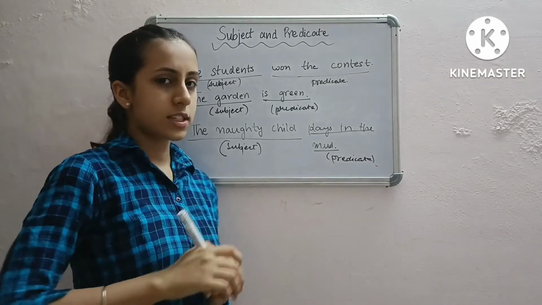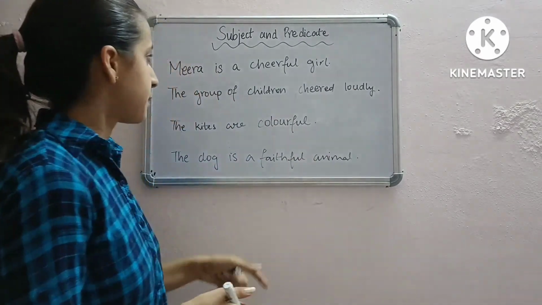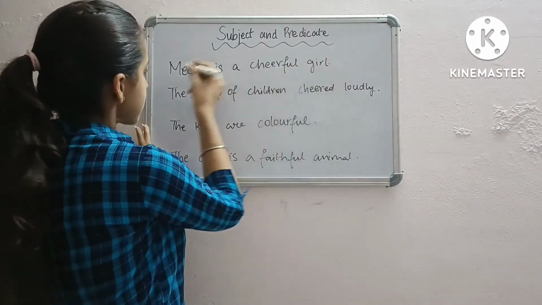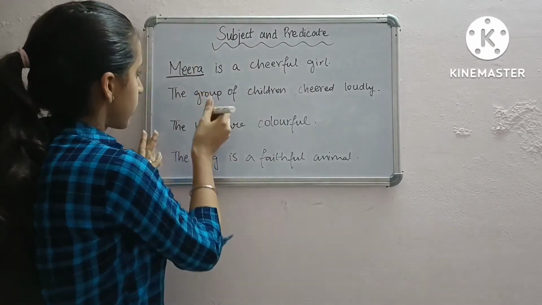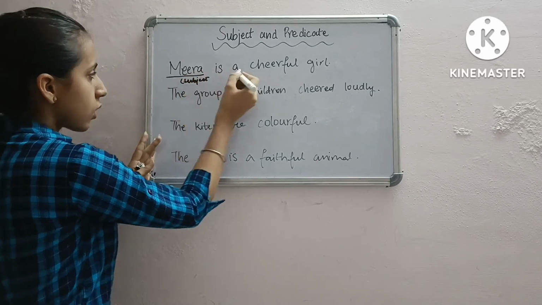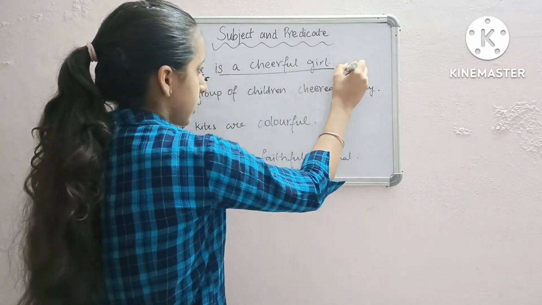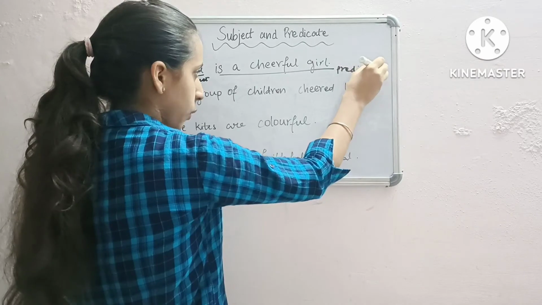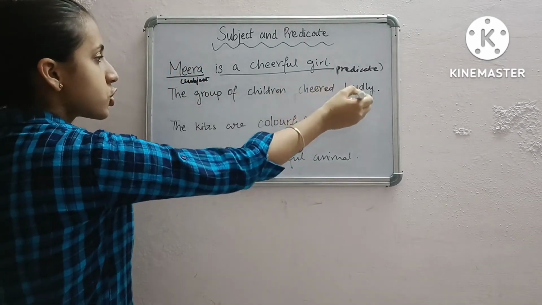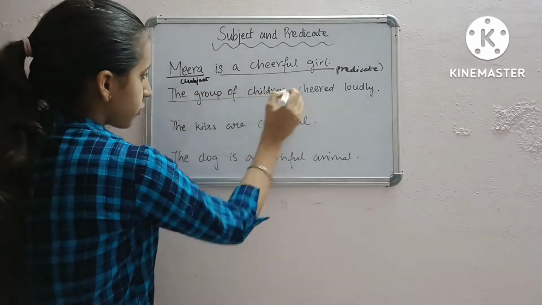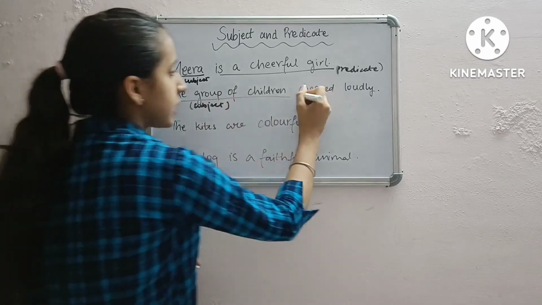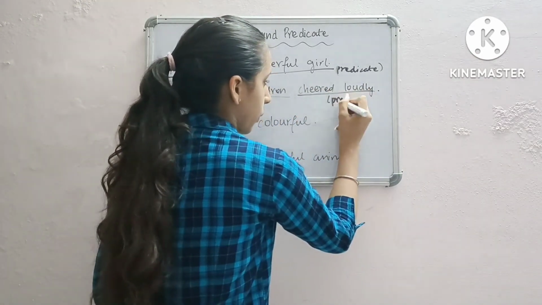Alright, let's do some more. Here are a few more examples. It says Meera is a cheerful girl. What is the sentence about? It's about Meera. Hence Meera is the subject here, while the rest is the predicate because it's telling us something more about the subject. The next one is the group of children cheered loudly. The group of children is the subject here, and cheered loudly is the predicate.